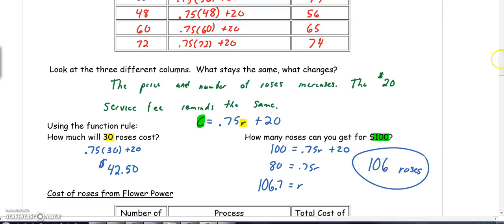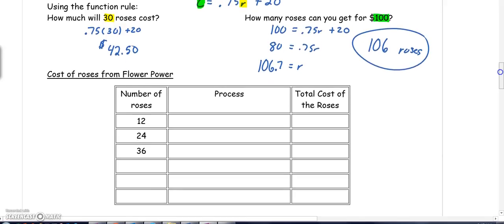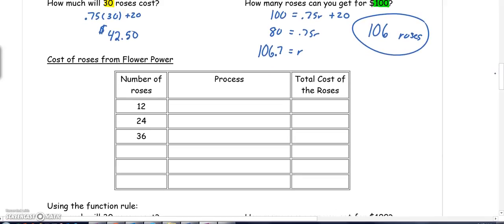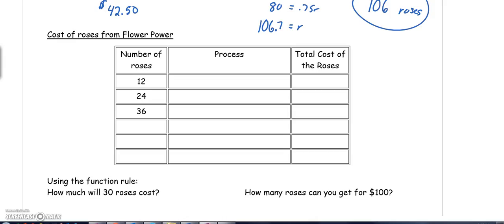Now let's look at our other company. Let's look at Flower Power. So as we remember, Flower Power has a service fee of $60 and it is 50 cents per rose. So my process here, it's 50 cents per rose plus there's a service fee of $60.